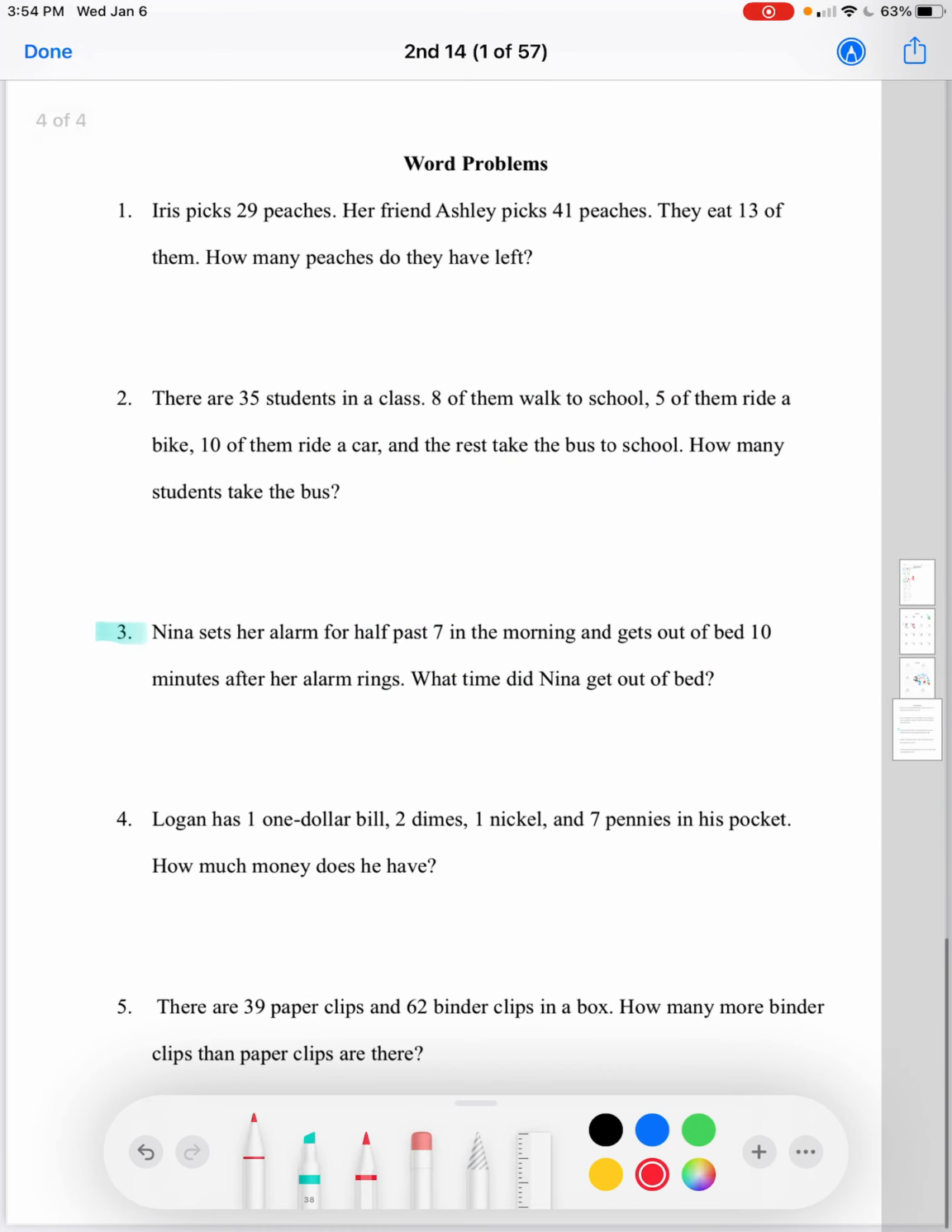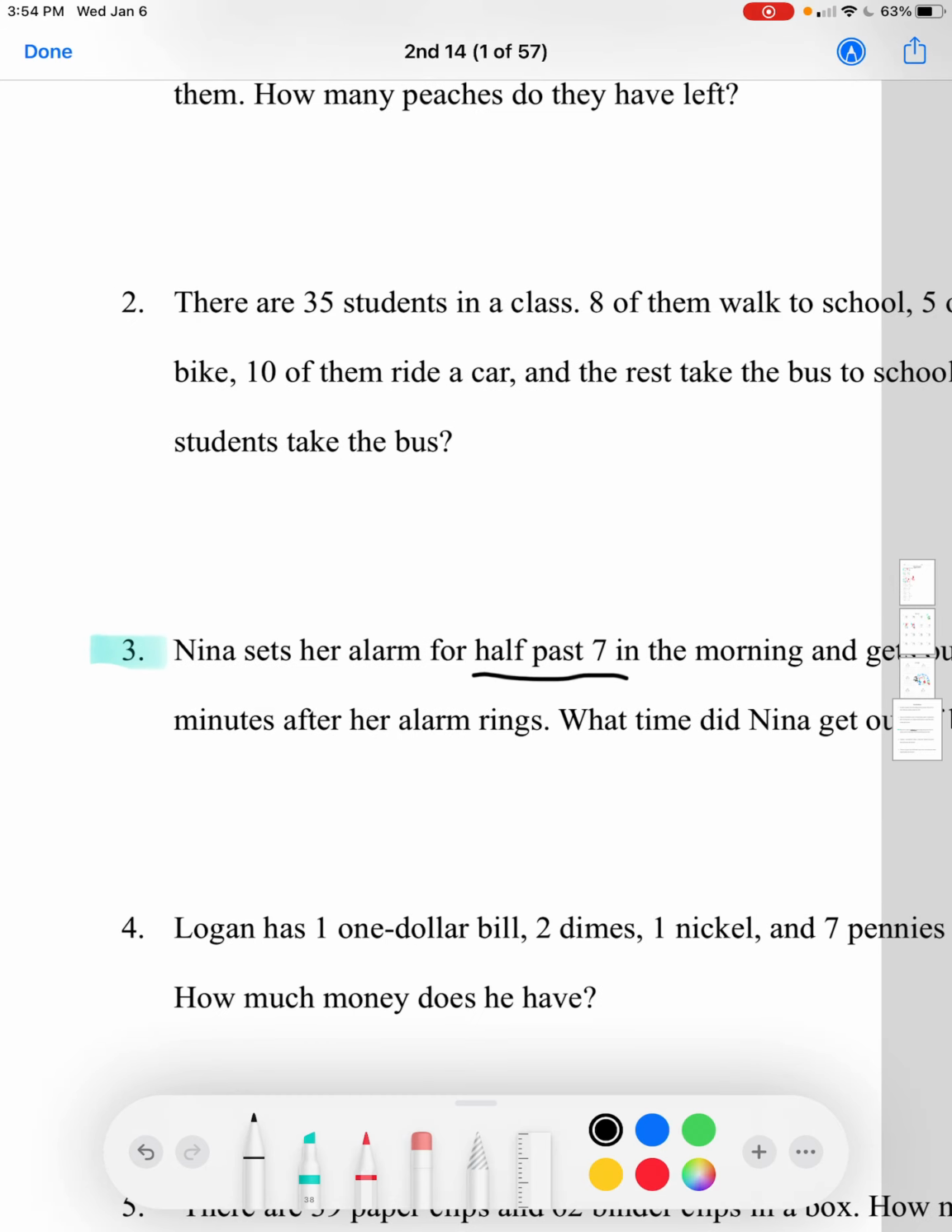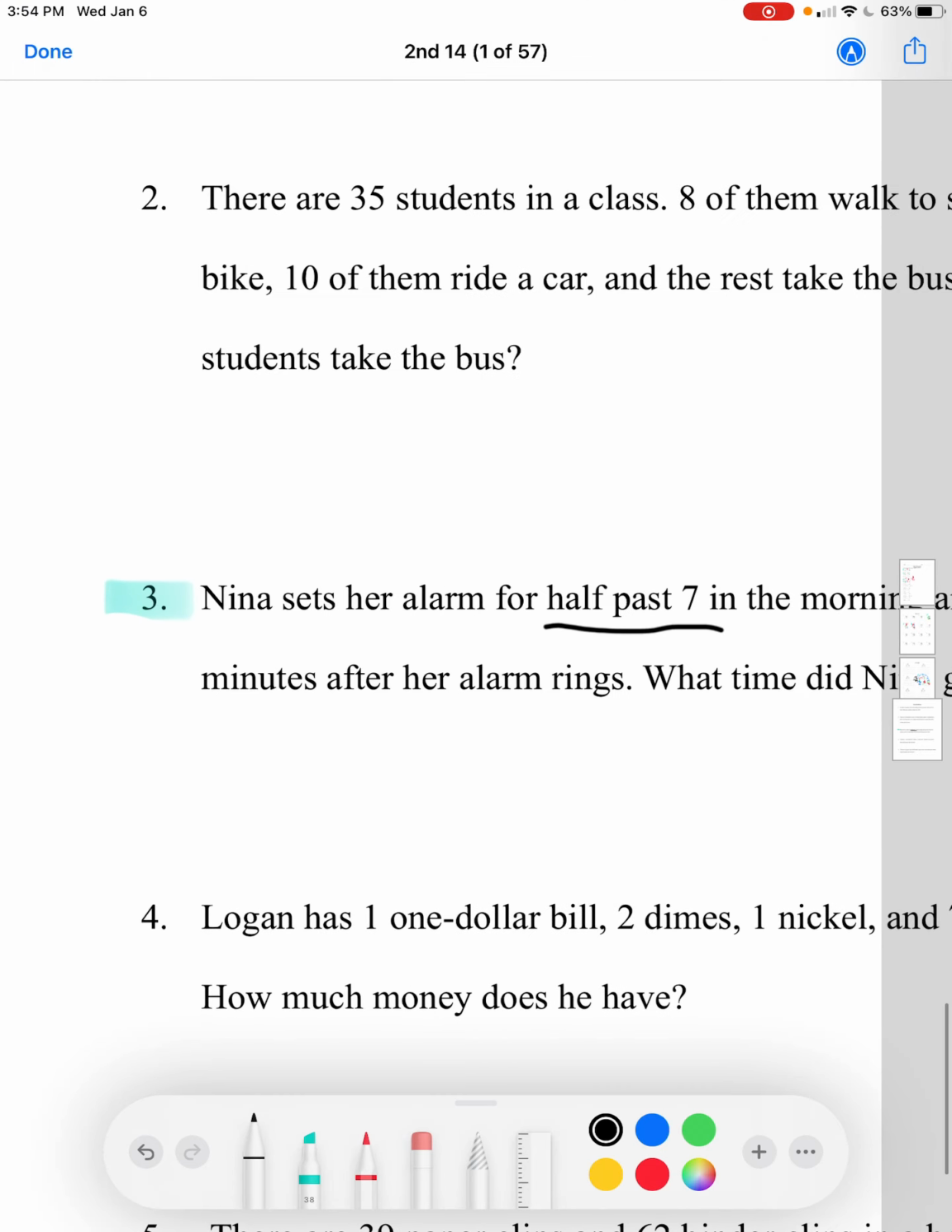Now let's do word problems. Number 3, we have Nina sets her alarm for 7:30 in the morning and gets out of bed 10 minutes after her alarm rings. What time did Nina get out of bed? So she sets her alarm for 7:30 in the morning. So 7:30, half past is 30 minutes, right? Because an entire hour is 60.